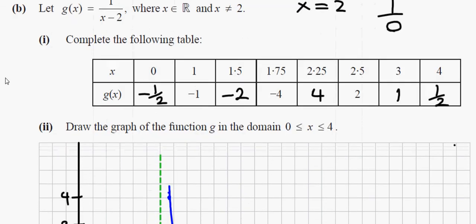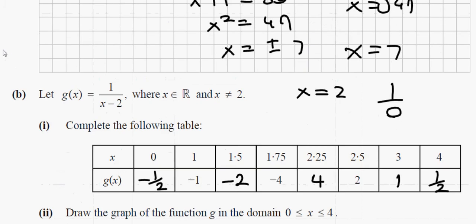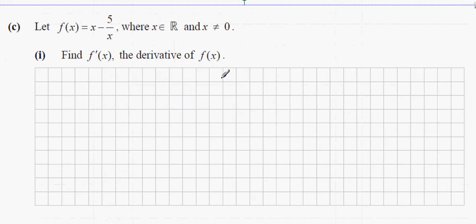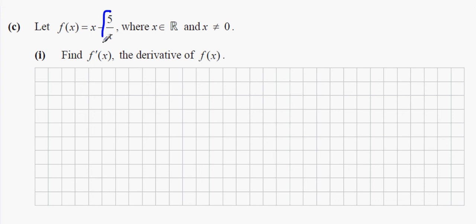Okay, now next part. f of x equals x minus 5 over x. Find the derivative. Remember, there are two parts to this question. We're going to lock off this part and get the derivative of 5 over x. So 5 over x is a quotient rule, where u is 5 and v is x.